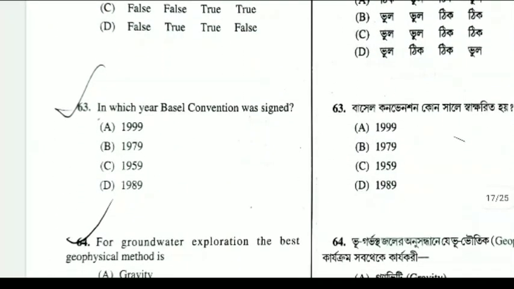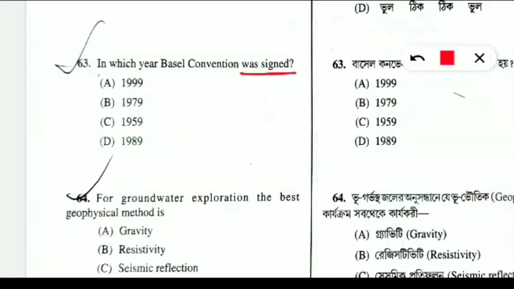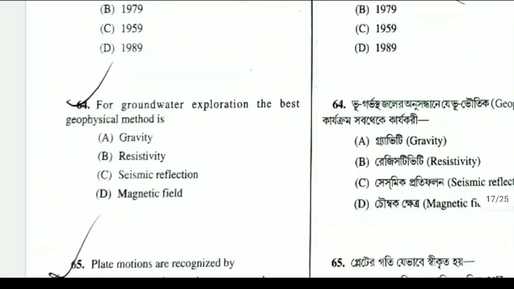Question number 63, a very easy question. In which year was the Basel Convention signed? We all know it was signed in the year 1989. Coming to question number 64.